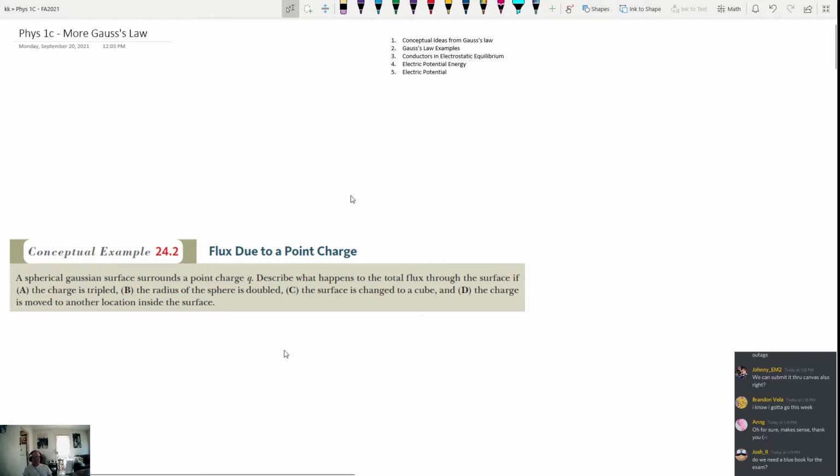So what did Gauss's law tell us? We learned last time that you can quantify something called electric flux by doing an operation like this. You can do a surface integral of the electric field dot product with something called dA. And dA was a surface element, and it's like an area.